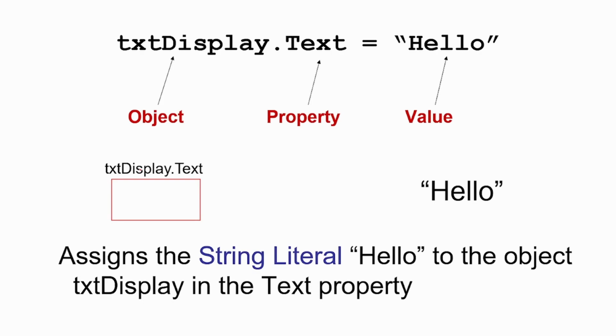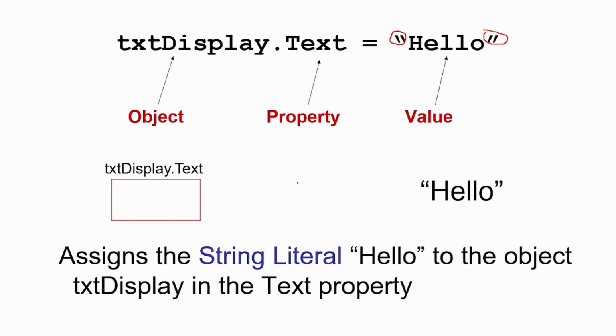Here's a slightly different example, but it follows the same premise. Here we have txtDisplay.text equals "hello". In this case, you'll notice something slightly different about this statement. The first two parts are the same, object.property equals, and then we have a value, but you'll notice that we have quotation marks around the value. That is because we are using what's called a string literal.